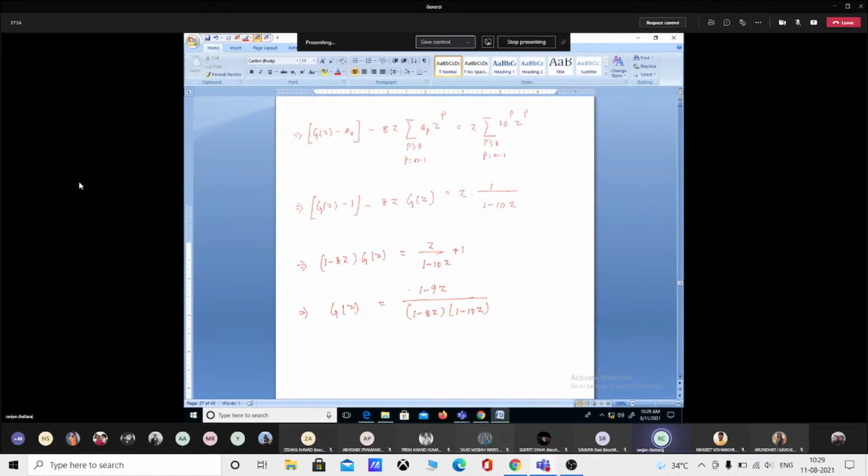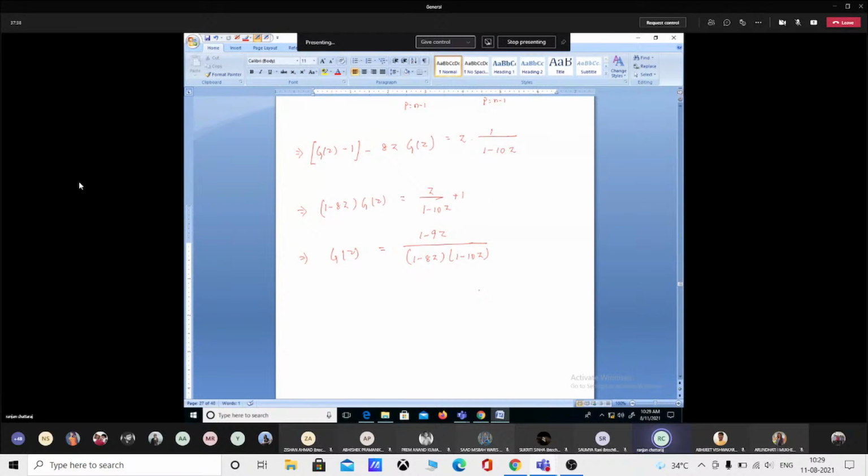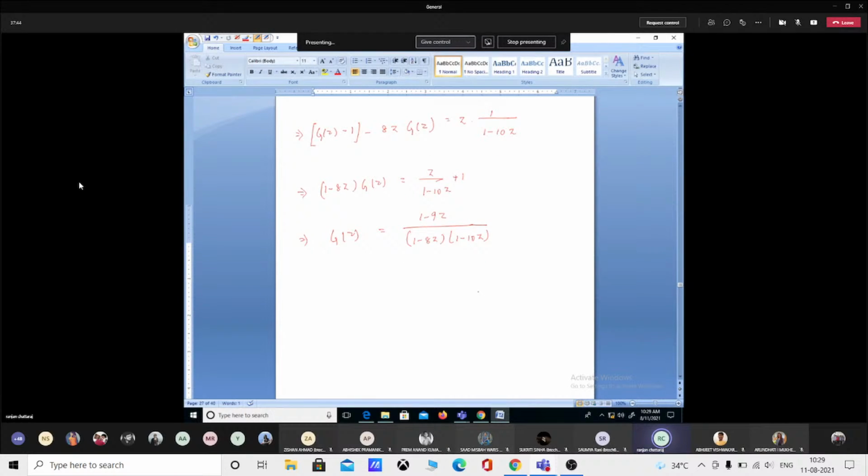Okay, but this is your generating function. But we need to find the solution of the recurrence. That means we have to find the an. So here we are finding the generating function, but not the value of an. How do you find it?